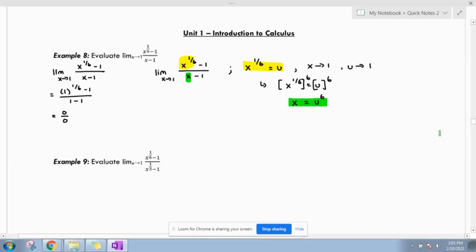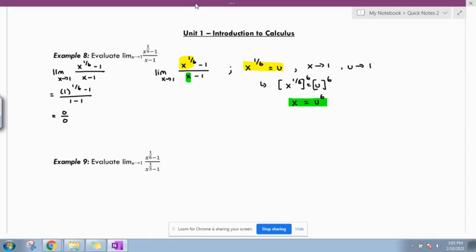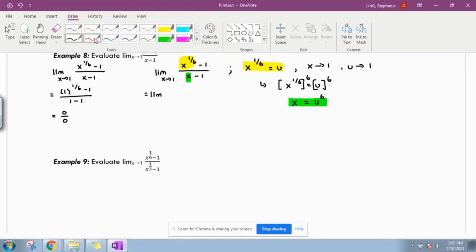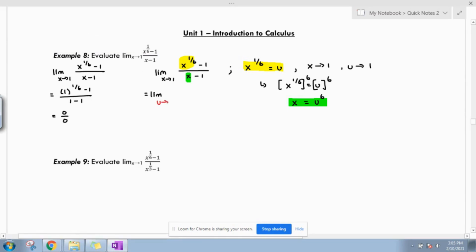So now that I have my change of variable completed on the side, I'm going to rewrite my limit now. So I'm going to do equals the limit, and then we're no longer dealing with x approaching 1. We're dealing with u approaching 1. And instead of x to the exponent 6, we're dealing with u, and then minus 1 all over. Rather than dealing with x, we're dealing with u to the exponent 6 and then minus 1. And so that becomes the new limit that we're going to take a look at solving.